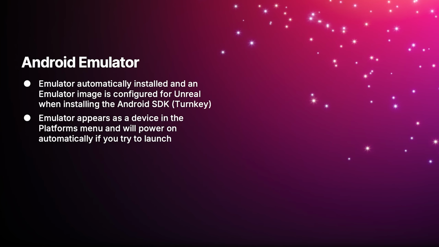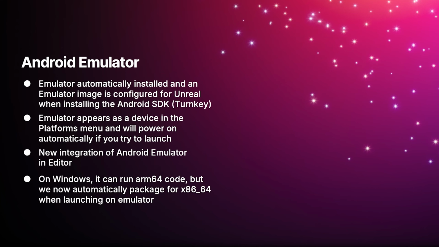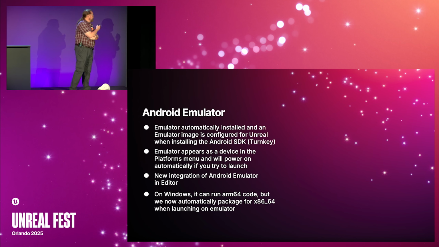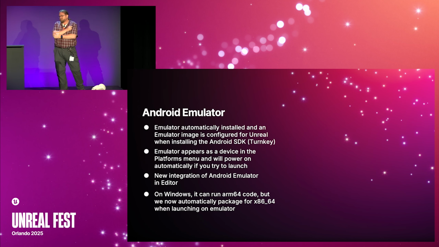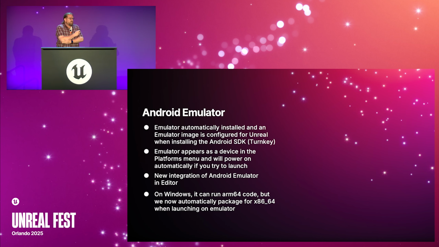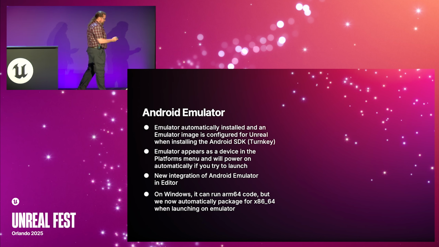As I said, the emulator does appear as a device, and I'll have a picture in a bit that can show you what that looks like. It will show as offline until you select it. And that's the new integration. On Windows, it can run ARM64, but we also automatically package for x86 just because it's a bit faster when emulating. But as always with these emulators, you cannot trust it for performance. It may run amazingly fast on your PC, but it may not run as well on your actual device.